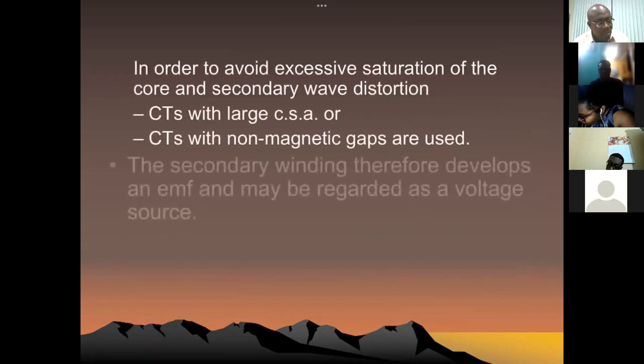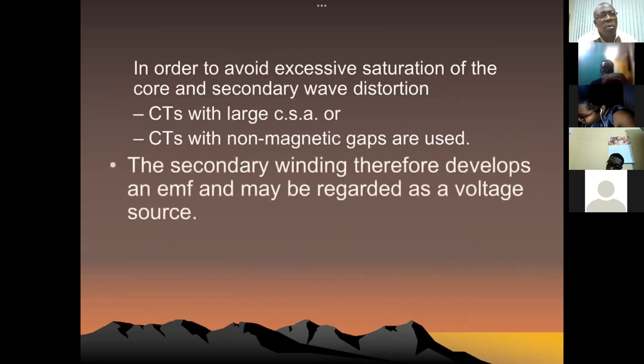However, whilst we have no current, the fact of the matter is we still have the CTs having to treat with high voltages. We still have a current passing through the windings. It's just that by virtue of how they are arranged, we are not having current flow.